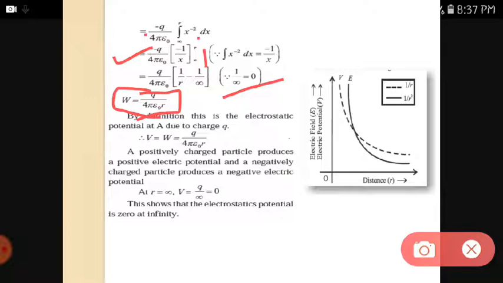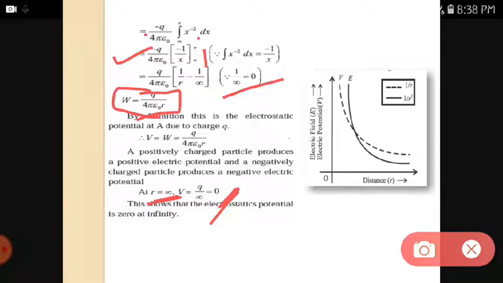If r is equal to infinity, what will V be? V will be 0, that is, zero potential. That's what I am telling you: when the charge is placed at a very large distance, that is infinity, the potential will be 0. So this is the derivation of the electric potential due to a point charge.